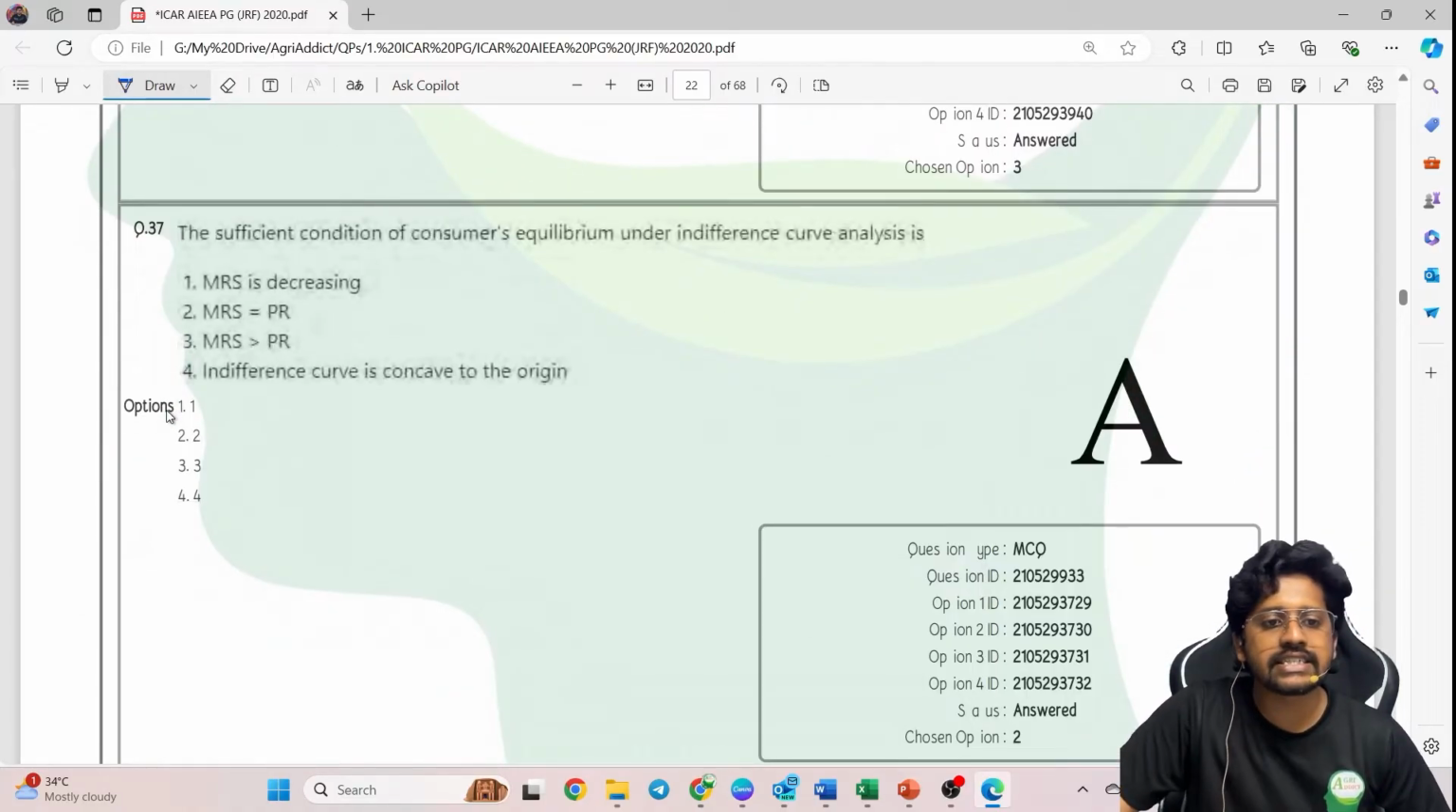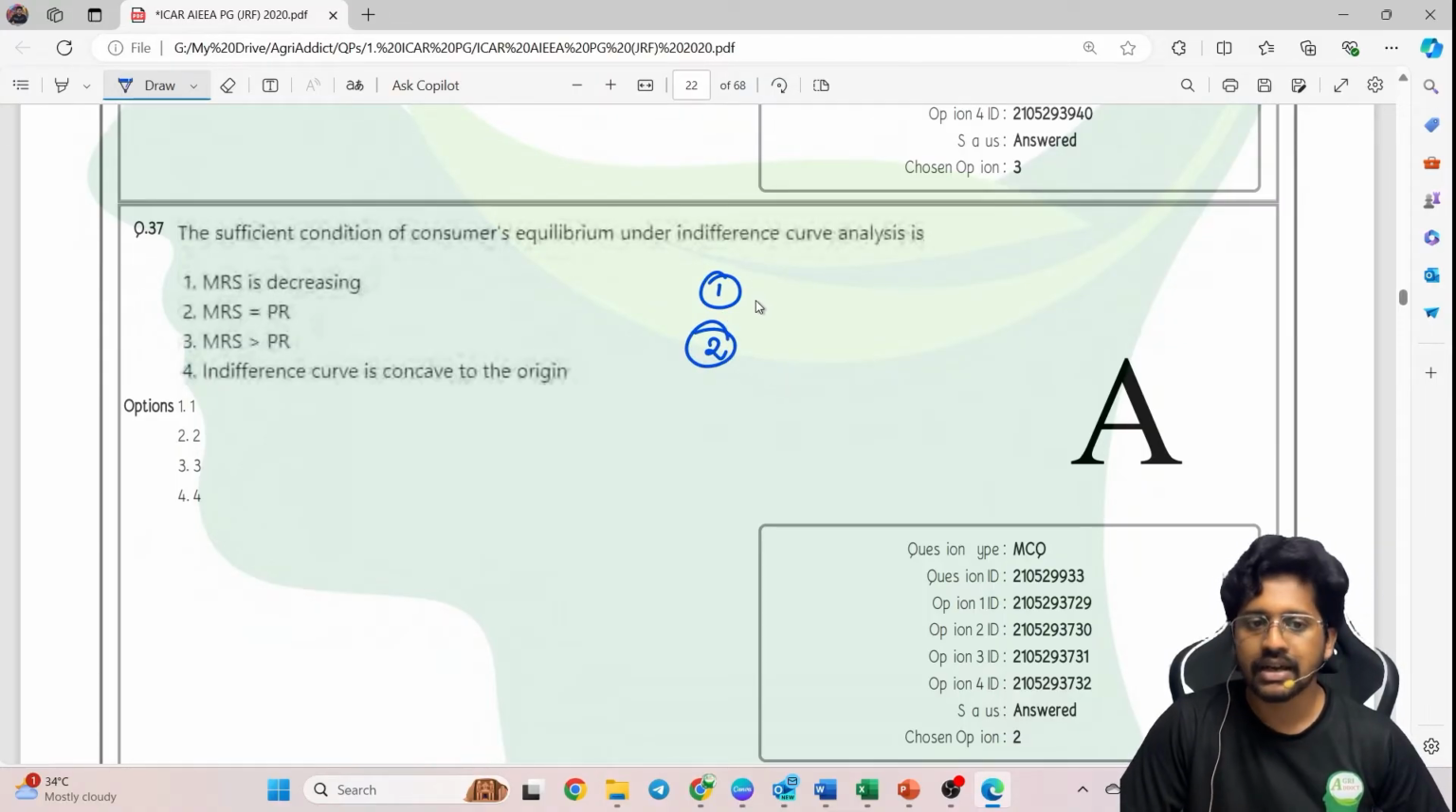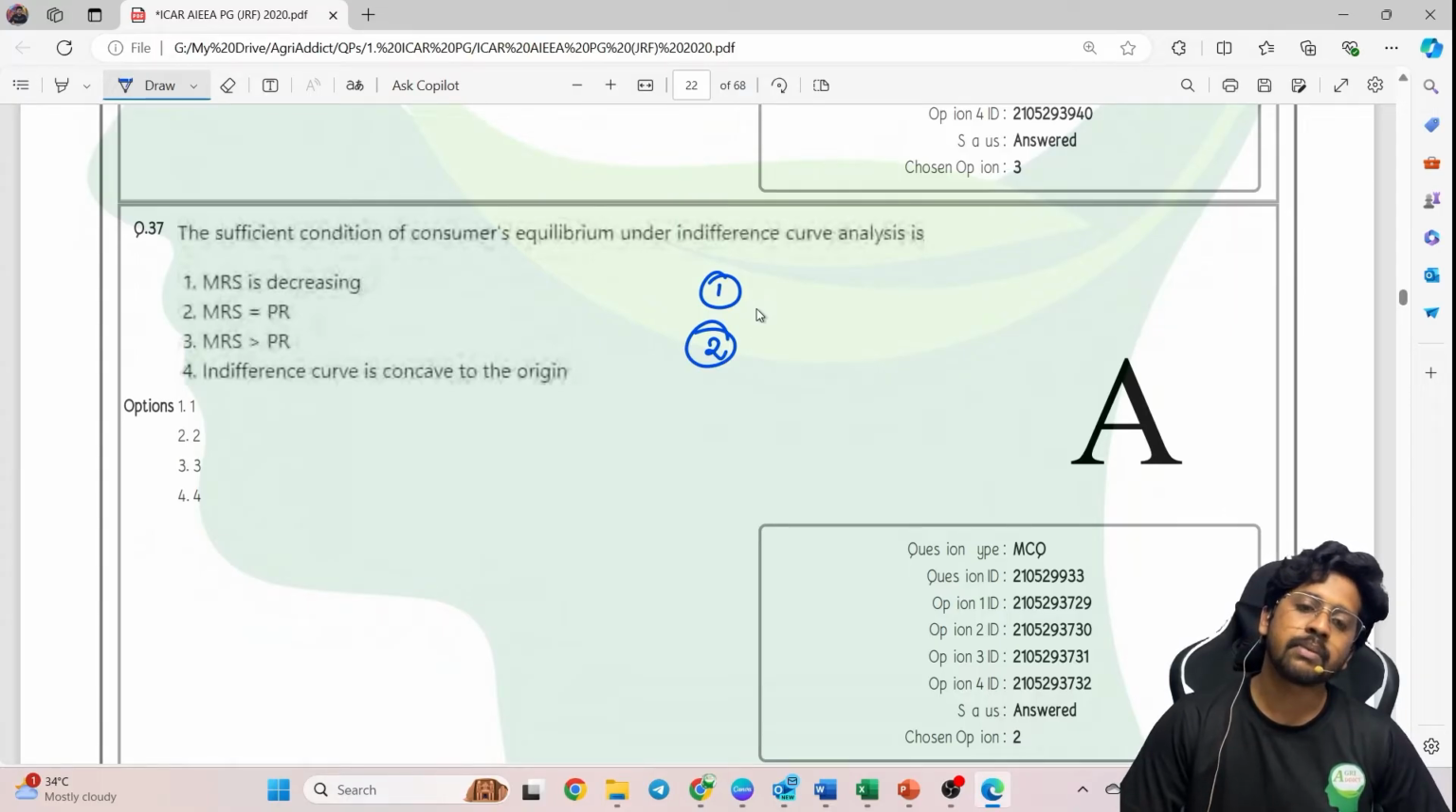The sufficient condition of consumer's equilibrium under indifference curve analysis is, in order to find the consumer equilibrium, there are two conditions. The first one can be considered the necessary condition and the second one the sufficient condition. The first condition is that at the point of equilibrium, the budget line should be tangent to the indifference curve, or we can say that the slope of the budget line should be equal to the slope of the indifference curve. That is, the marginal rate of substitution between the two products should be equal to the price ratio.